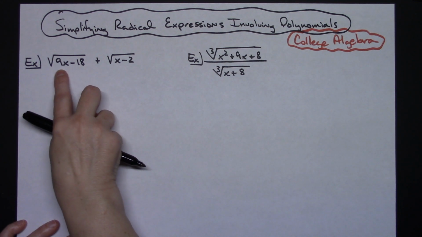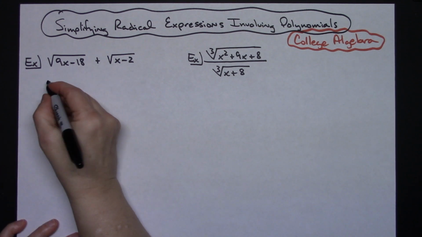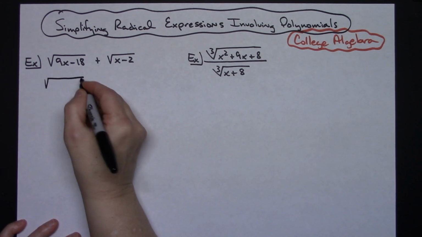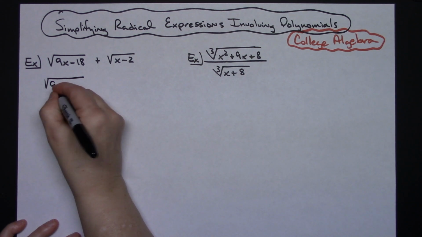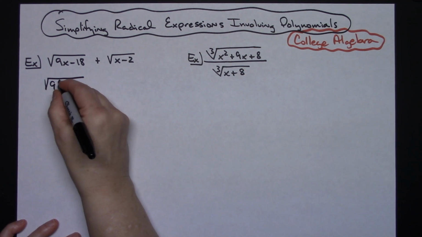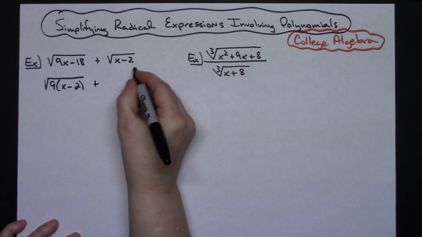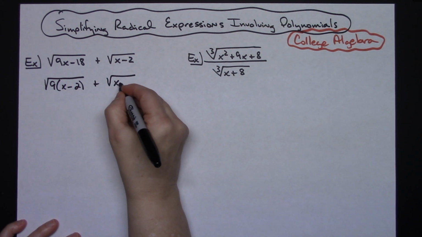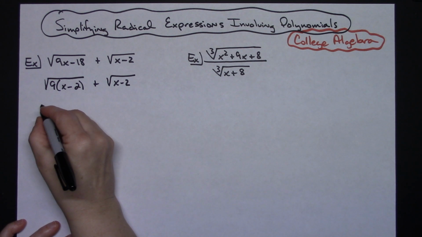So if I look at this expression right here, I can factor out a greatest common factor of 9. Doing that will remain under the radical bar, so I'm just going to be working with that polynomial underneath, take out that greatest common factor of 9. That's going to leave me with an x minus 2. I'm not going to do anything to this radical over here, I'm just going to leave it x minus 2.